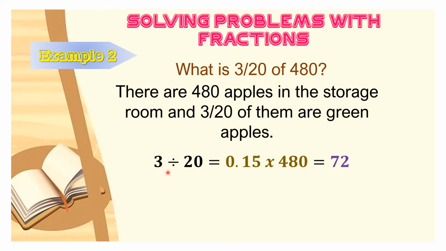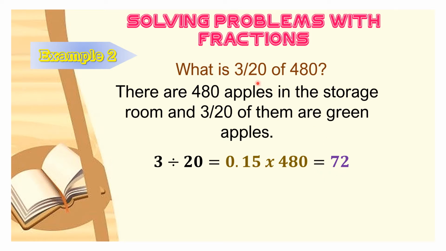We have to convert the fraction 3 over 20 to its decimal form, that is by dividing the numerator by its denominator. So we have here 3 divided by 20, that is equal to exactly 0.15, and this decimal number must be multiplied by 480. So we have 0.15 times 480, that is equal to 72.